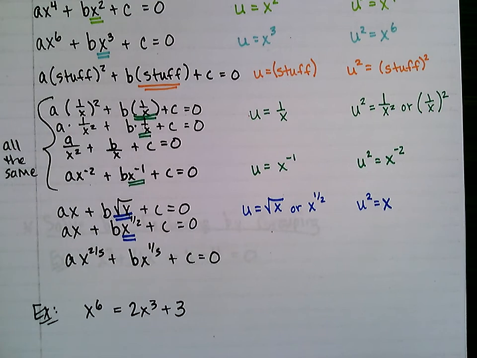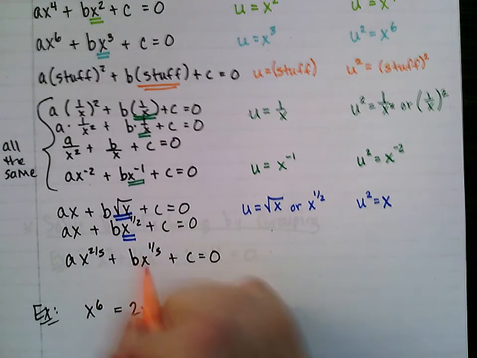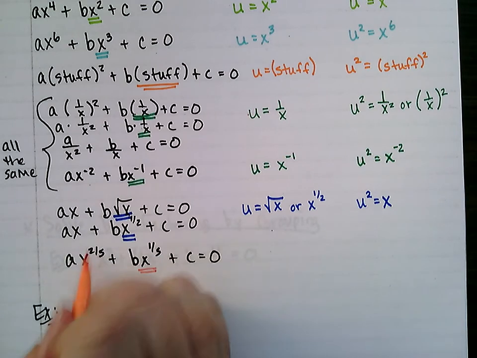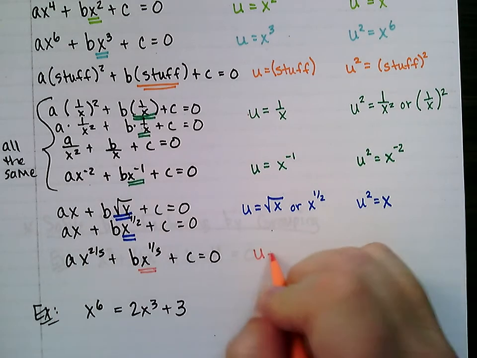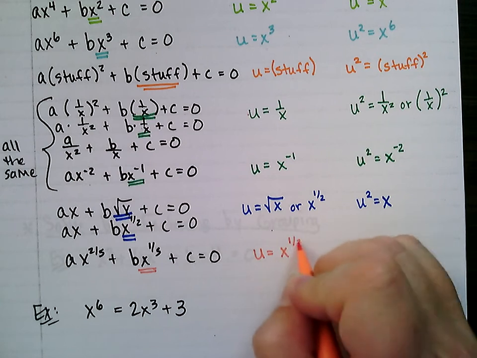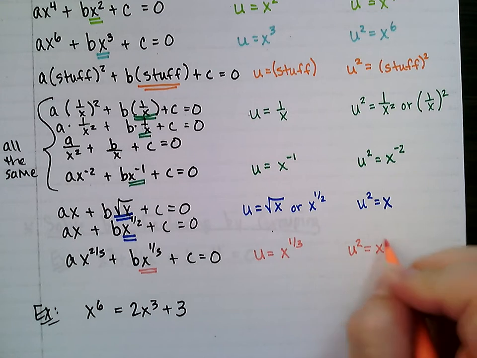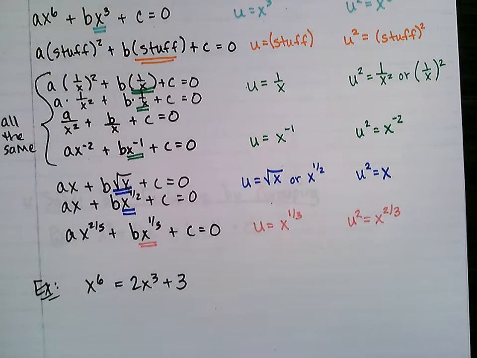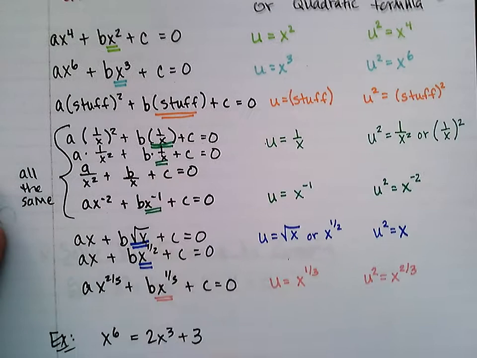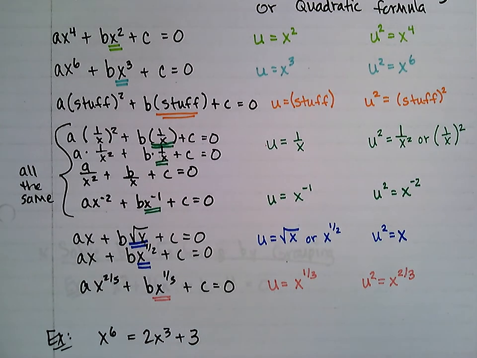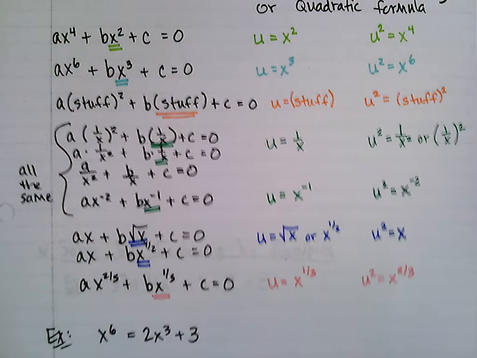Same thing if I have a cube root right here. This to the 1/3 means a cube root. To the 2/3 is twice as big. So x to the 1/3 gets replaced with u. X to the 2/3 gets replaced with u squared. So you're going to want to keep this sheet as a reference when you're starting to solve these problems. We'll do an example here and another example on the next page.